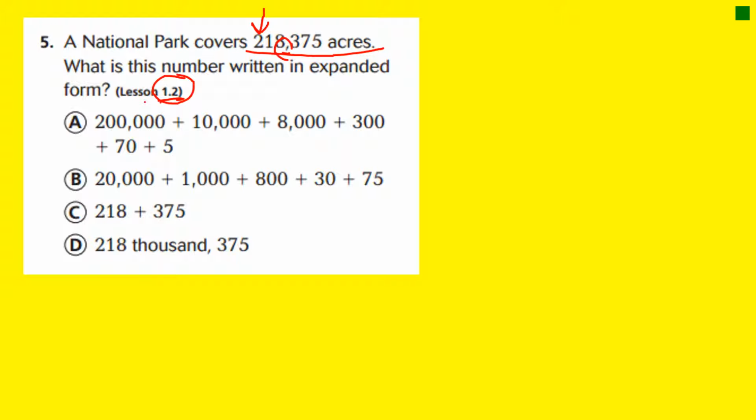Wait, you know what? Look at these choices. Is that even expanded form at all? Farewell. And what about this one? Look what they did. They just separated the periods, right? They separated 218 and added it to 375. If we added those together, would we get 218,000? No, we'd get like 600. Goodbye to you. Okay. We are left with 2 reasonable choices now.